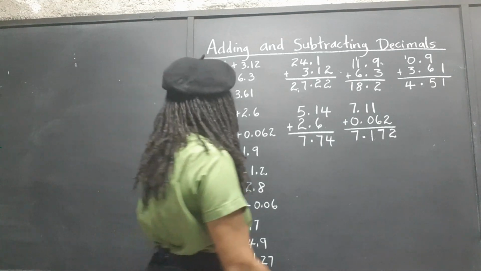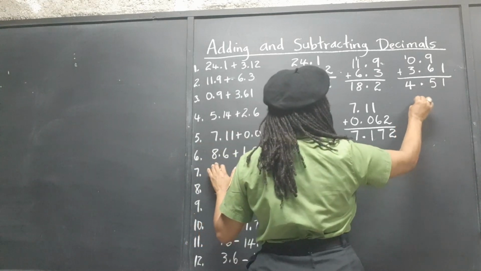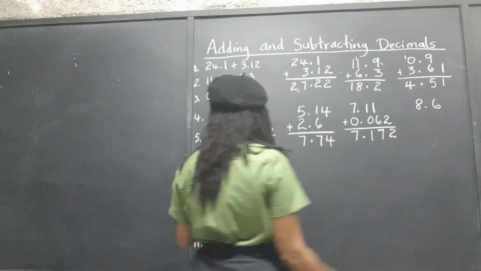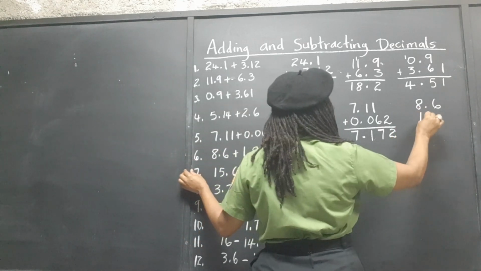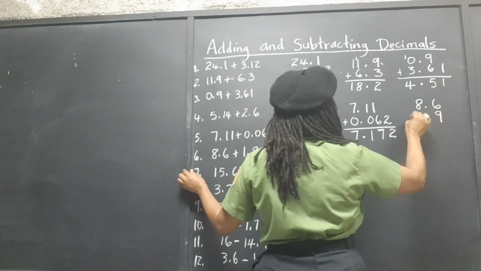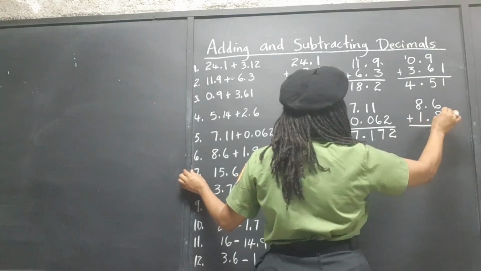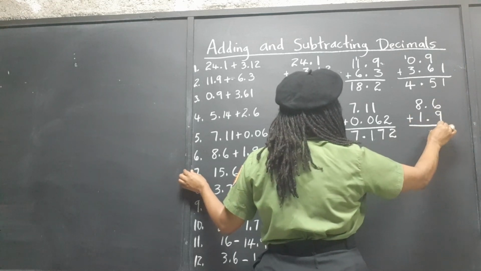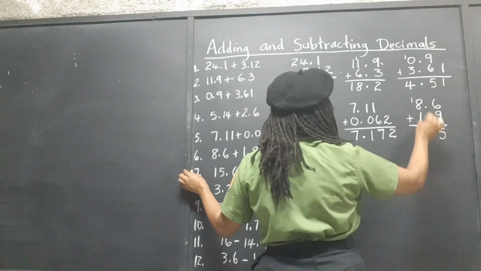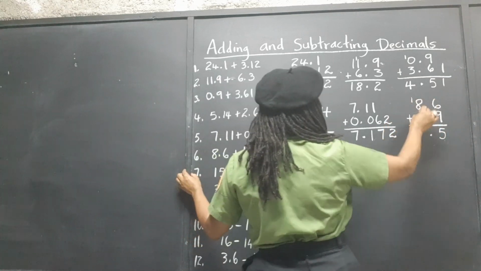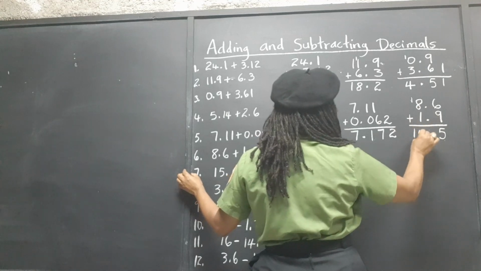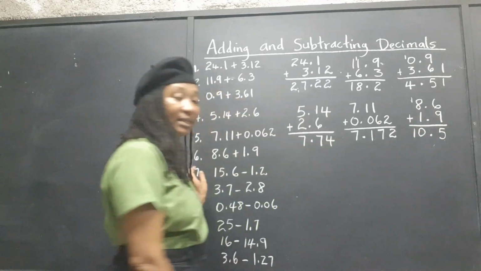Number 6, we have 8.6. And we have 1.9. And we're adding 9 plus 6, 15. Put down the 5, carry the 1. Bring down your decimal point. 8 plus 1 is 9 and 1, 10. So that's 10.5.